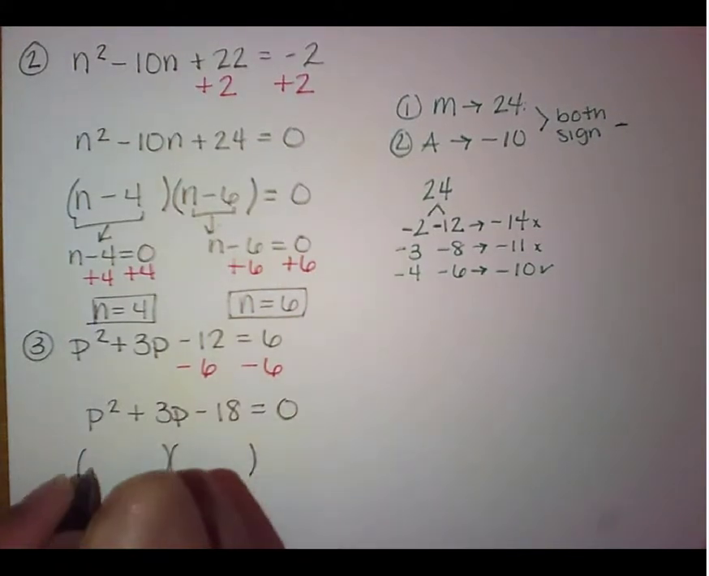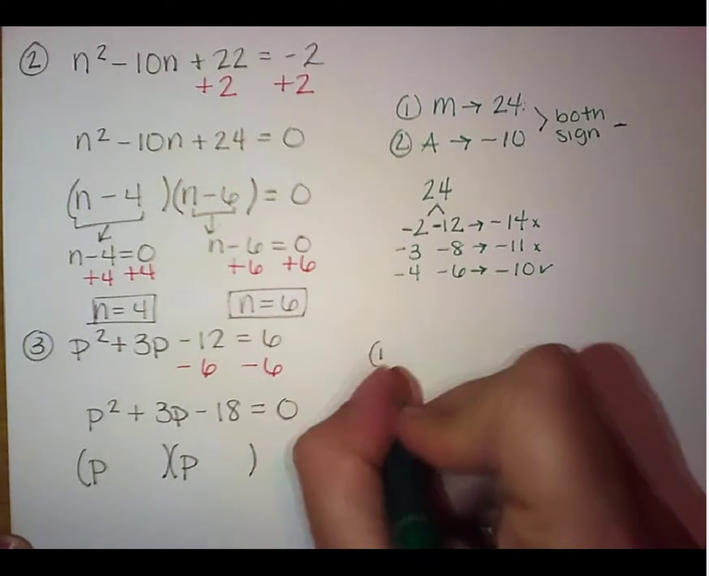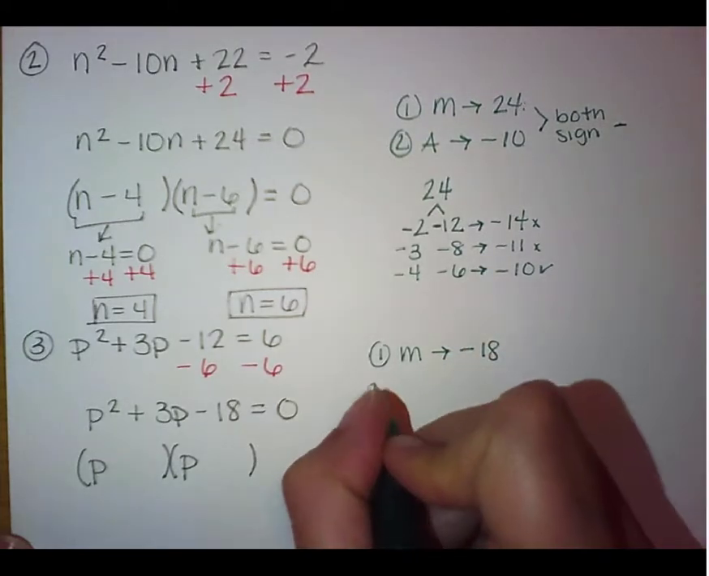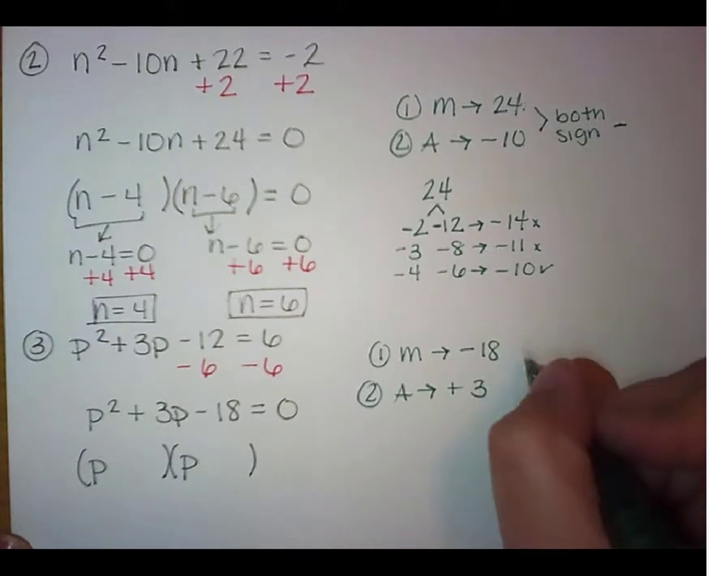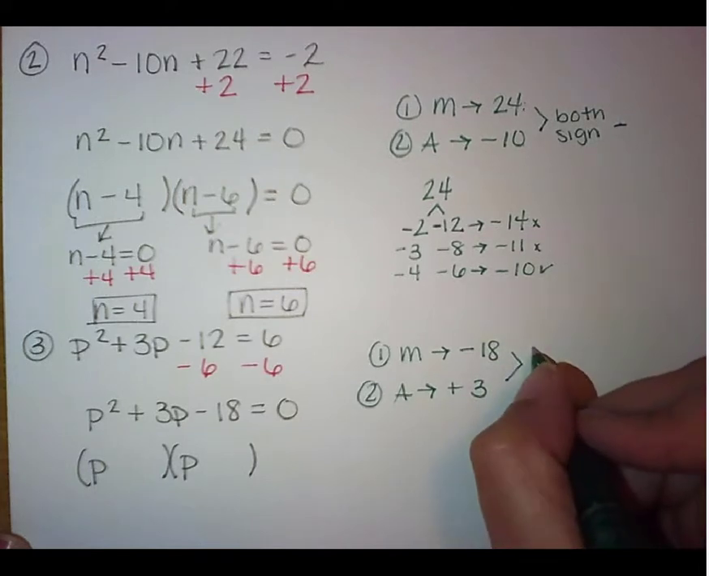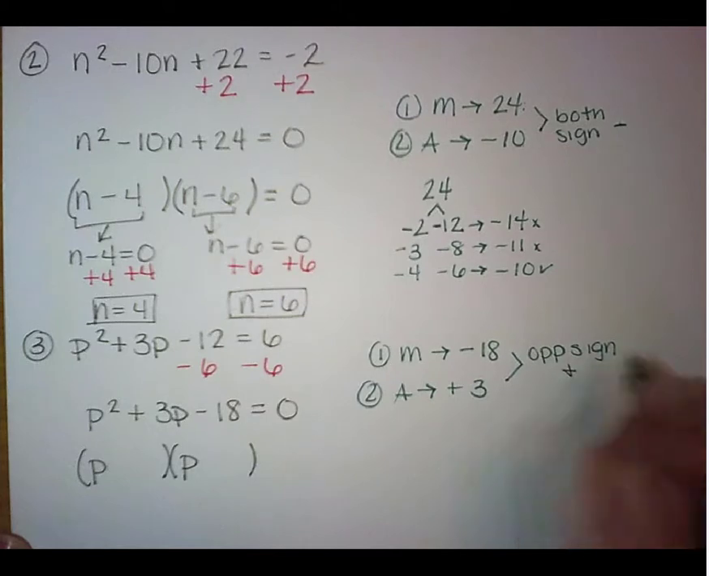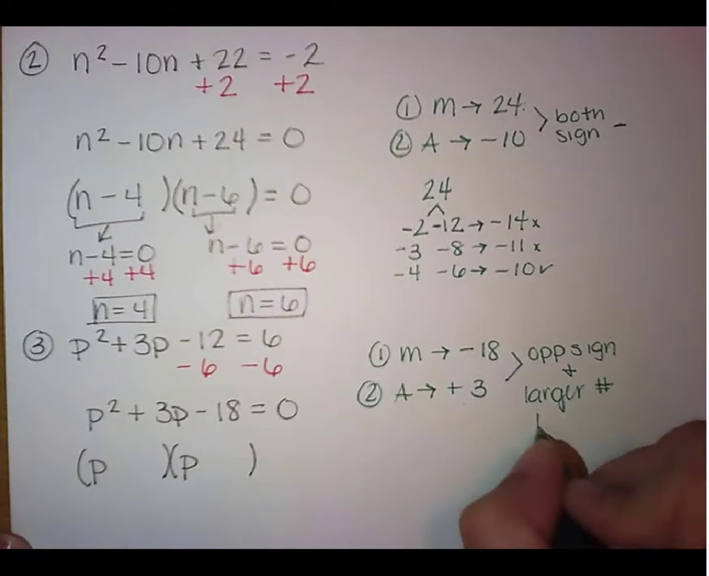So let's do our two parentheses. This time we're going to lead off with a p since that's the variable we have in our problem. Okay, we need to multiply to a negative 18, and we need to add to a positive 3. Again, talking about this combination of signs, remember, because we're multiplying to a negative, we know that they are going to be opposite signs. And because we have to add to a positive, we know that the larger number is positive.